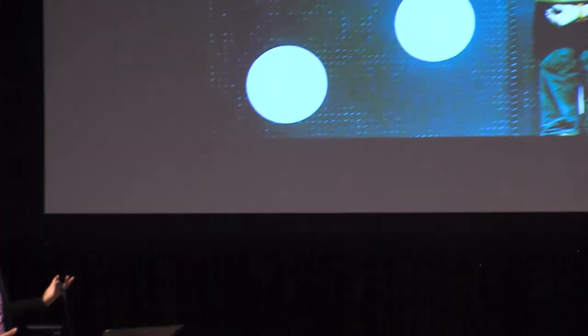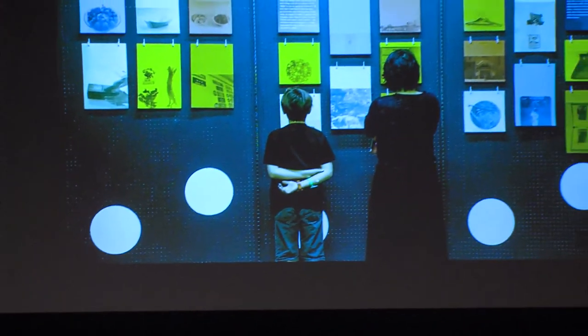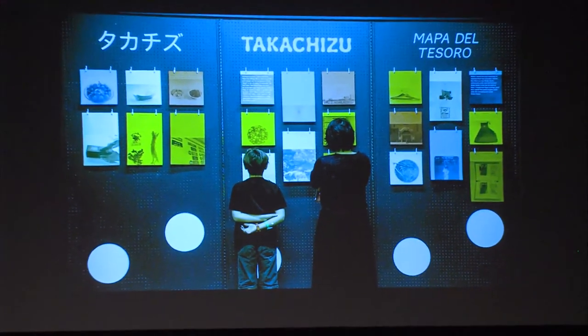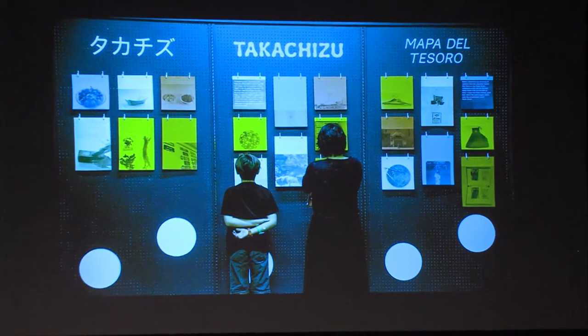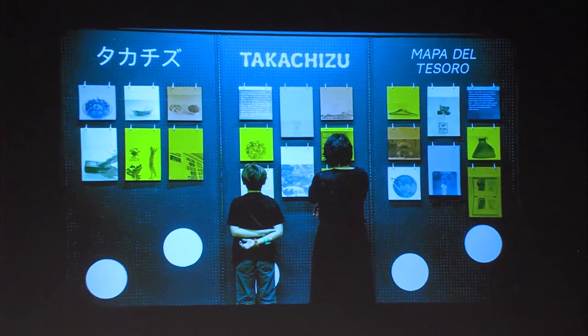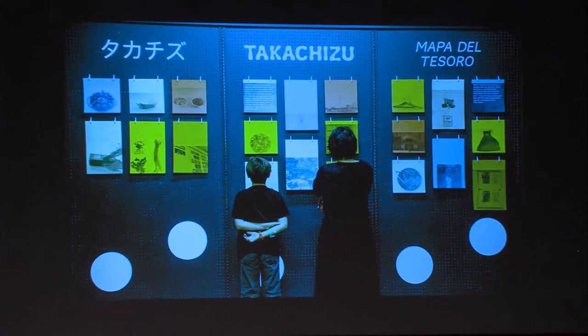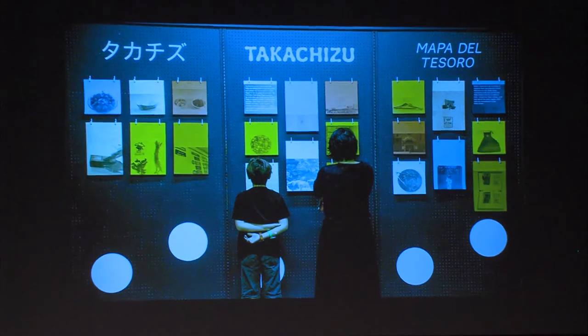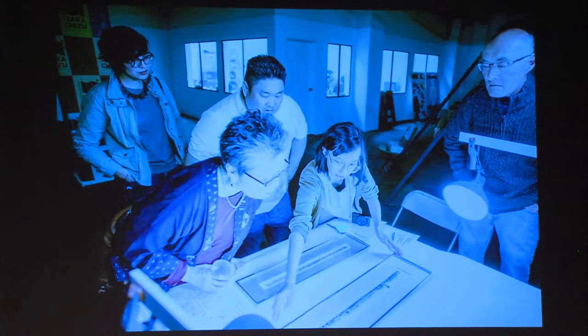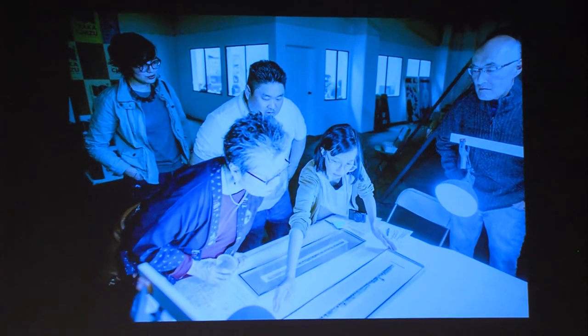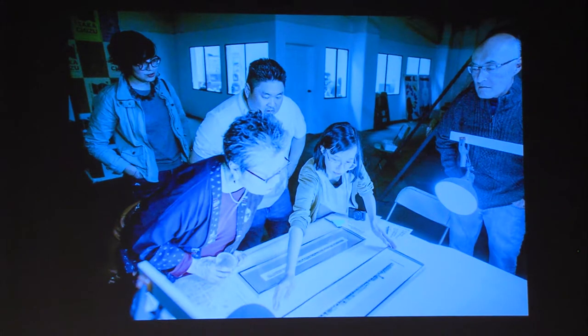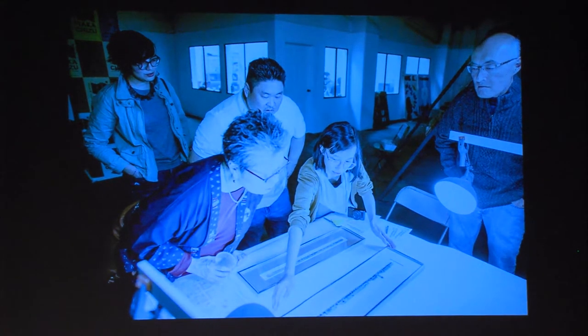This is a project called Takachizu. It's a neologism, Takara and Chizu, a treasure map. I've been producing this with a community called Little Tokyo, in downtown Los Angeles. It was essentially an exhibition space that opened with nothing in it. And we asked people to come and bring in objects that in some way represented what was meaningful and special about the social ties in their neighborhood.